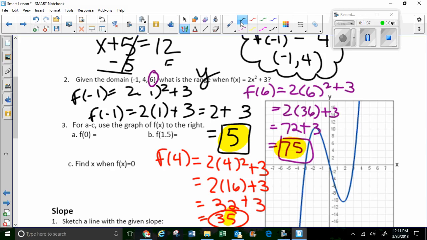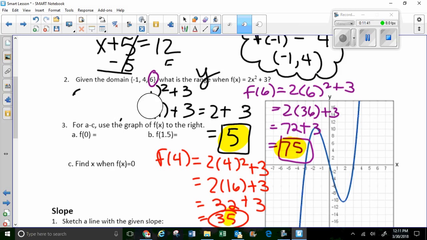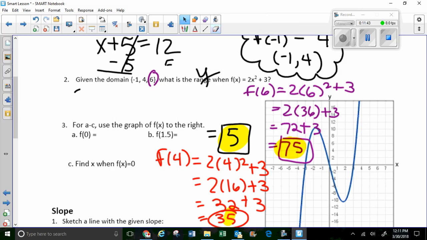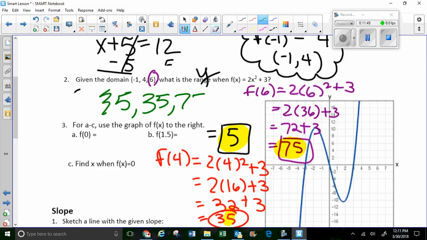Let's go ahead and write that in our correct range notation, somewhere where we've got room. 5, 35, and 75. So there you go. Pause it if you need to, because I'm about to erase all of this.